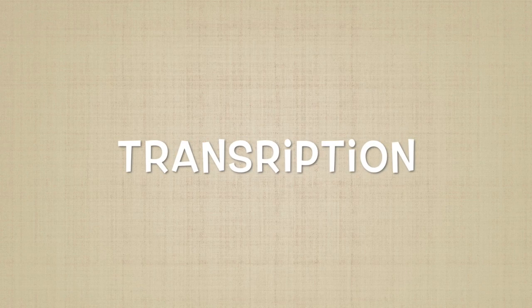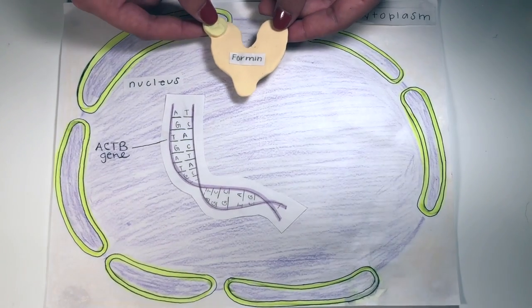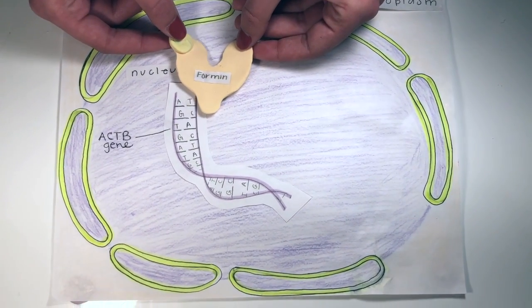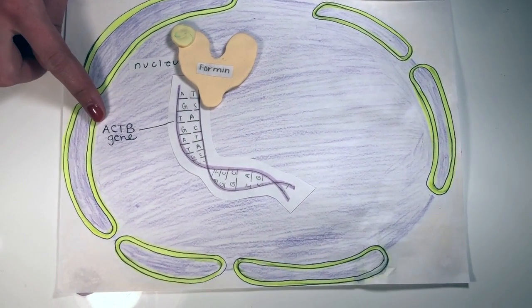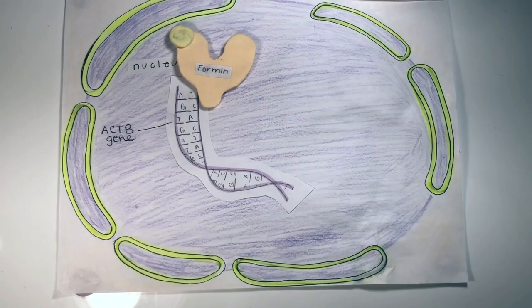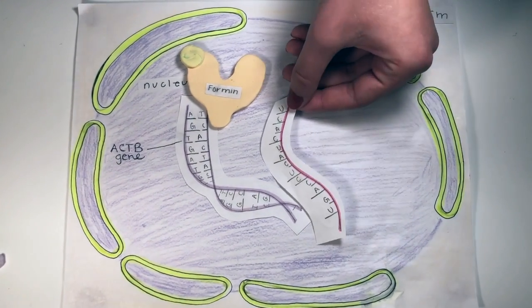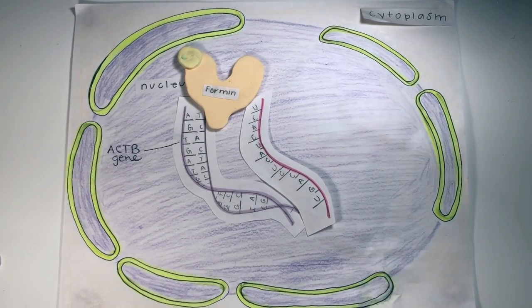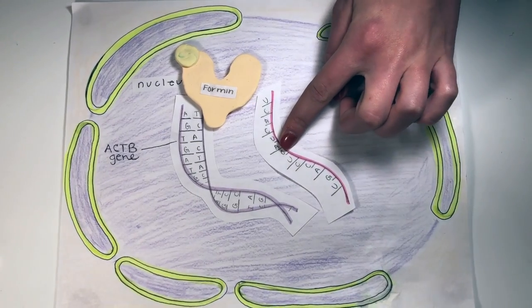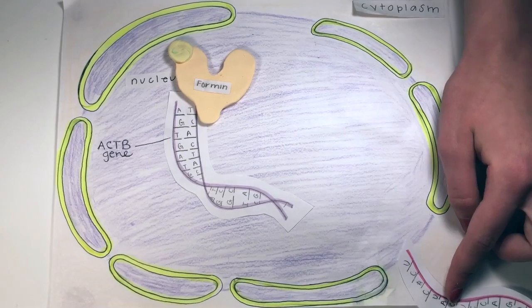The activated formin binds to a specific segment of DNA, which causes the ACTB gene to be activated and eventually to be expressed as an actin protein. The ACTB gene is transcribed as a strand of mRNA, which diffuses out of the nucleus to the ribosomes, where the actin protein can be synthesized.